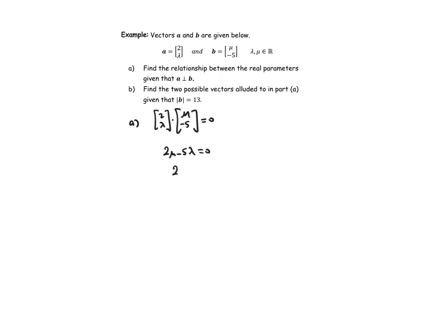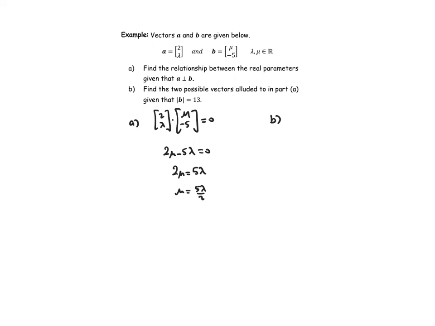Now, if you wanted to go further and say 2 mu is equal to 5 lambda, or mu is equal to 5 lambda over 2, you could definitely go that far. Okay, part B. Find the two possible vectors alluded to in part A, given that the magnitude of B is 13. So really all that I want to know is the two possible values for mu and the two possible values for lambda. And you'll see that pop up here in the nature of this specific problem.